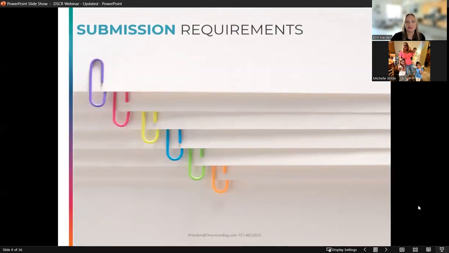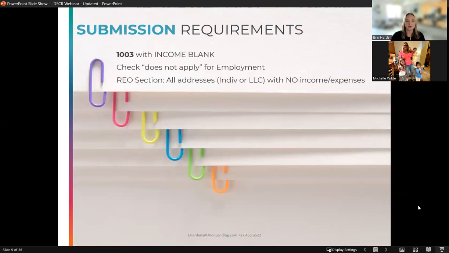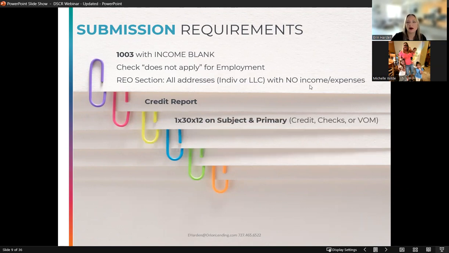But first, I want to go over the submission requirements. So obviously we are going to have a 1003, but you're going to check for the employment that it does not apply. We do want the properties that they own either individually or in an LLC listed in the REO section, but you don't need to list expenses or income on those properties because we're not calculating DTI. You're going to pull the credit report into our system, so we'll have that. And then we're looking for them to have a max of 1 times 30 in the past 12 months on both our subject property, if it's a refi, and on where they're living now. And to show that, if it's on credit, that's good. If not, we'll need canceled checks or a VOM.